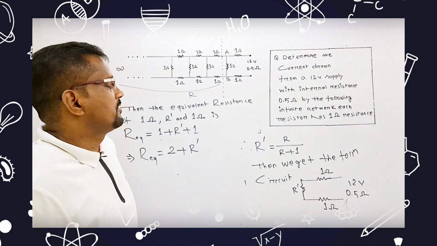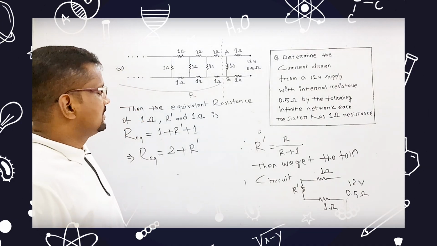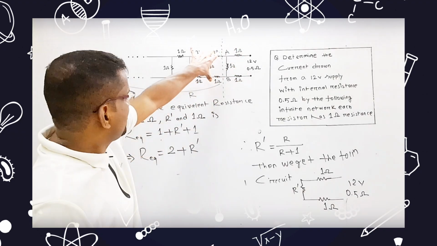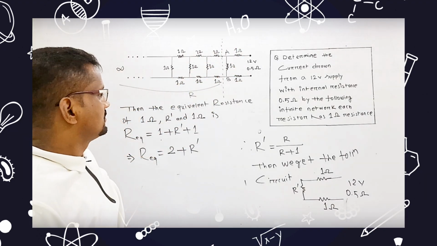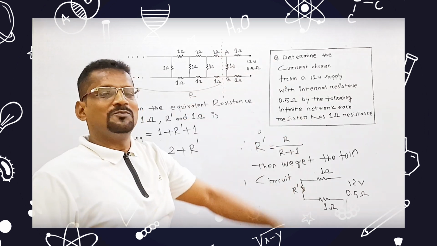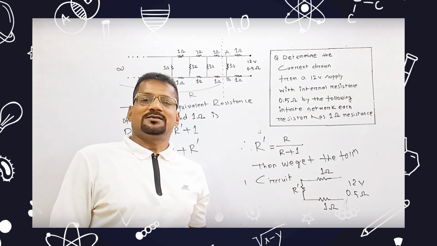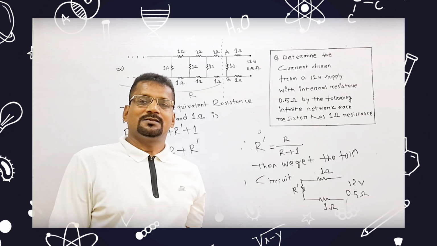Now the most important fact, say this type of unit infinitely many are there, and if you remove one, then there is no effect in the total resistance.